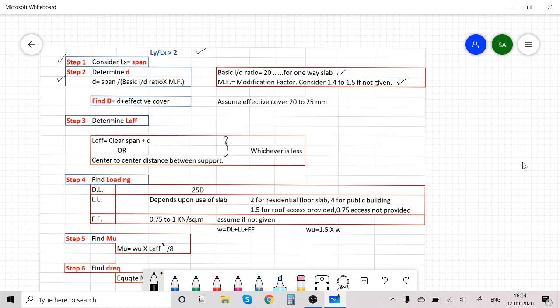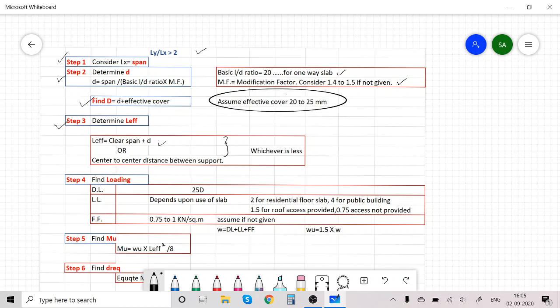Then using this relation, d equal to span upon basic L by D ratio into modification factor, find the value of small d. Then assume effective cover as 20 mm to 25 mm. Add that effective cover to this small d to get overall depth, that is capital D. Then in the third step, we calculate effective span, L effective. It is given by the relation L effective is equal to clear span plus d or center to center distance between supports, whichever is less.